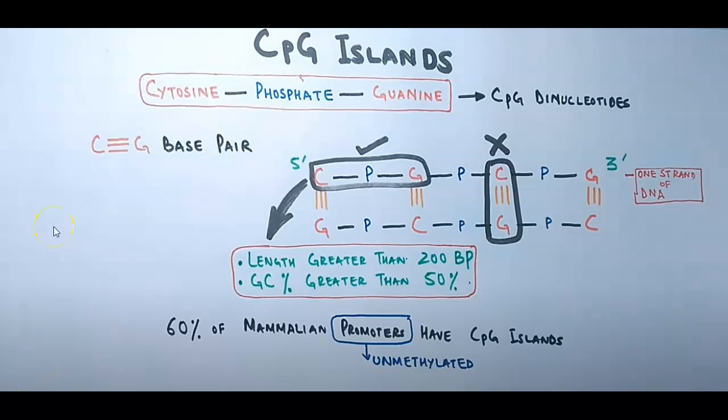And in addition, about 60% of promoters in mammalian cells have CpG islands, and most of them are unmethylated, and that has a lot to do with their ability to be transcribed and translated. That's kind of the second part of this. The first one is identifying what a CpG island is. And the second part has to do with methylation.